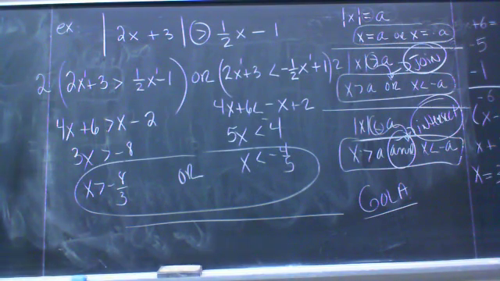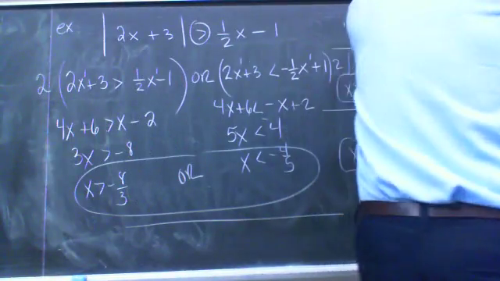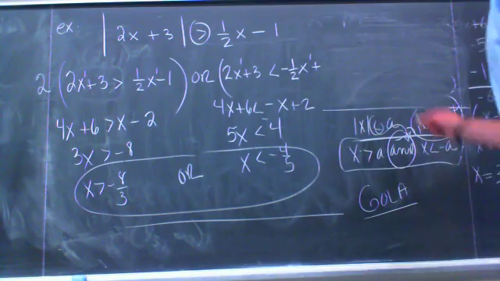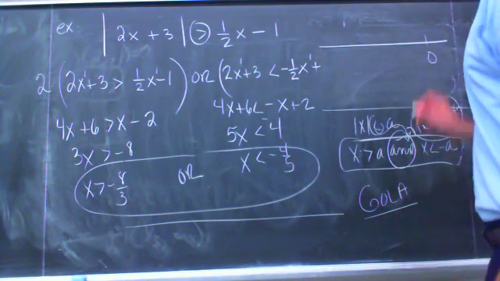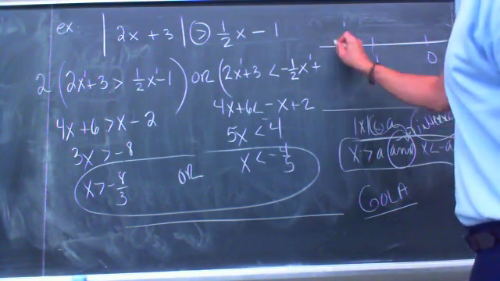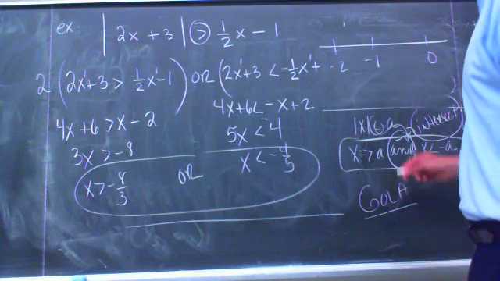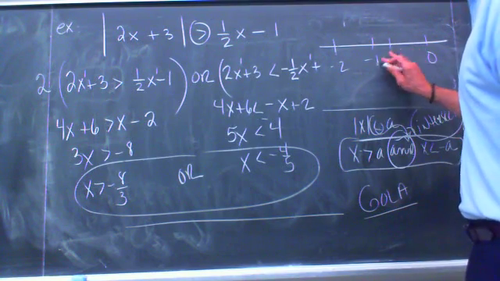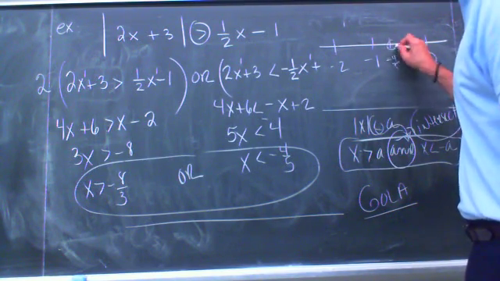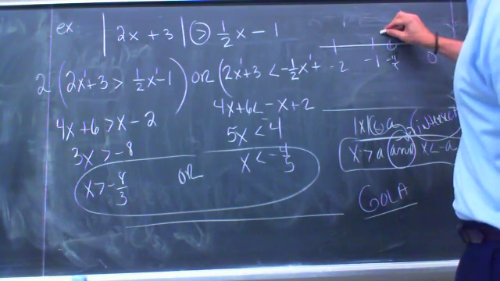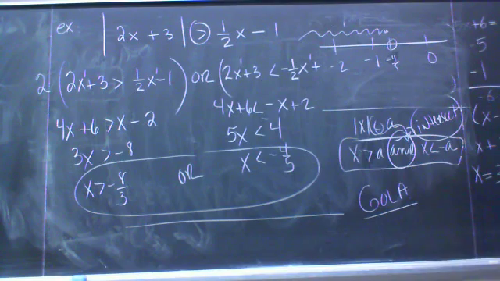So let's graph this. Let's see what it looks like. So I'm just going to erase this over here so we can get an idea of what's going on. Here's 0. Sorry about that. Here's negative 1, and here's negative 2. So negative 4/5 is getting pretty close to negative 1. So that's an open circle there at negative 4/5. And less than that is like that.